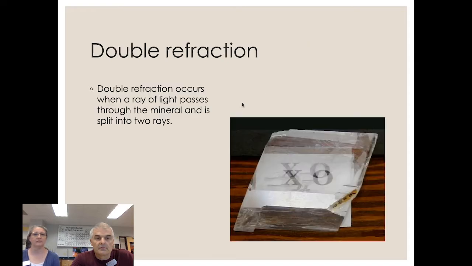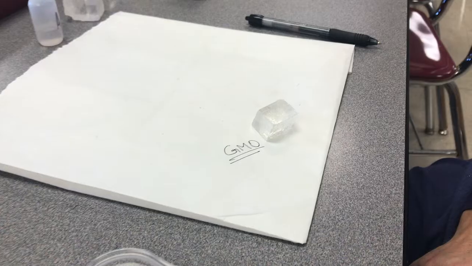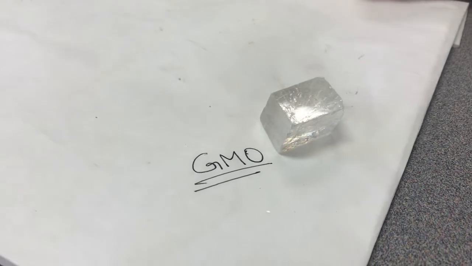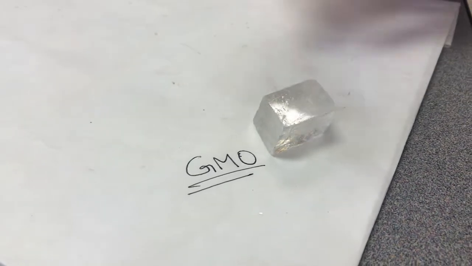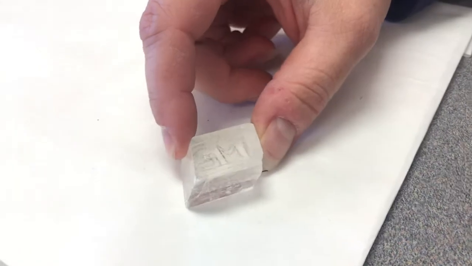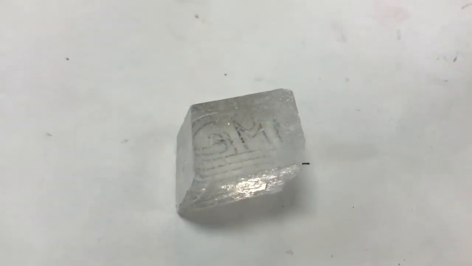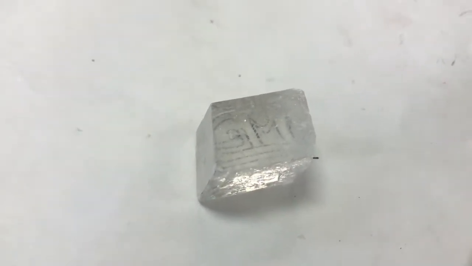Double refraction. Now, that looks pretty cool, that image right there. Let's take a look at what that looks like with a real mineral. It is neat. We've got a clear mineral right here, and you've got the word GMO. If you notice, when we place it over the word GMO, it repeats it. Yeah, it's double. It's not just GMO, it's GMO.